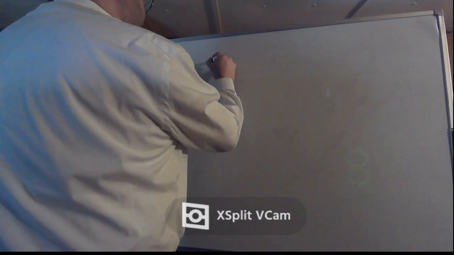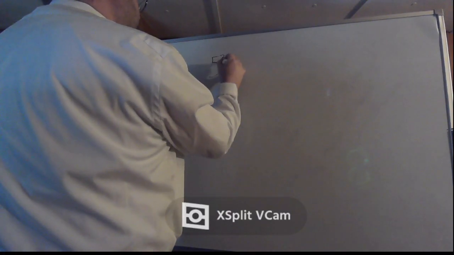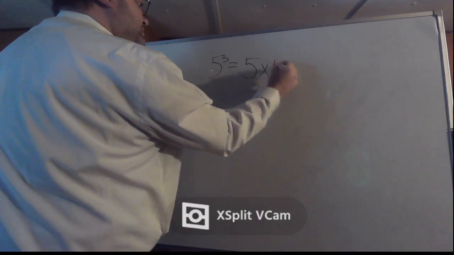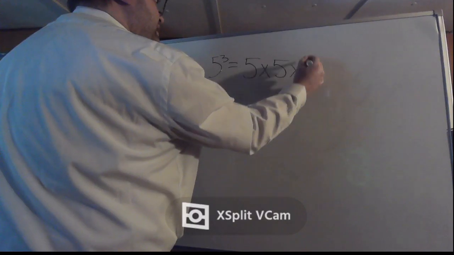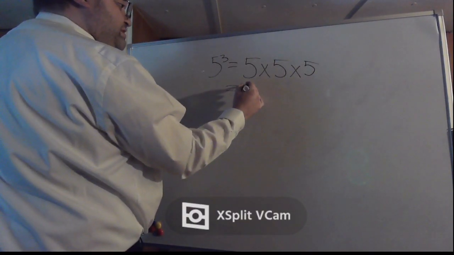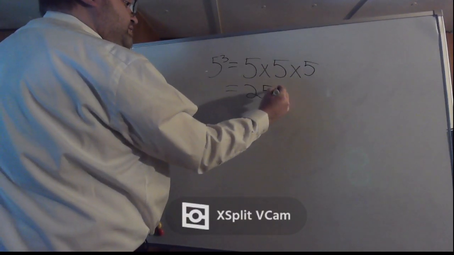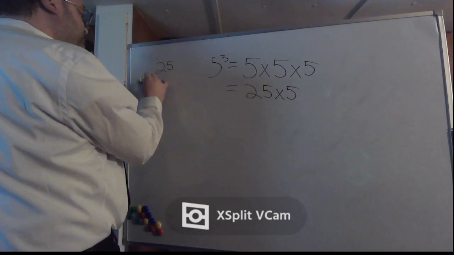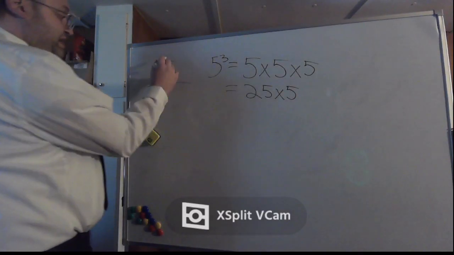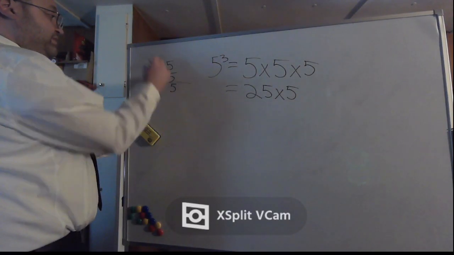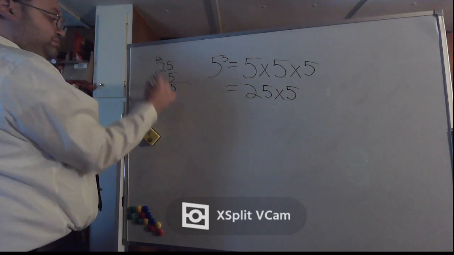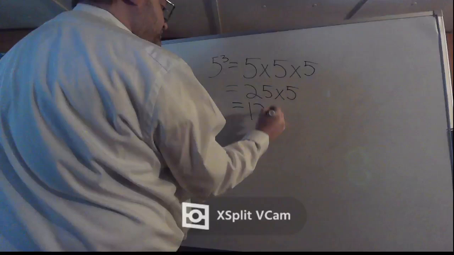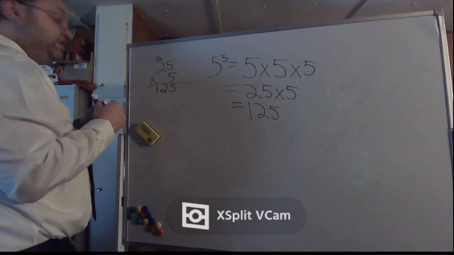We'll do a couple more actually. Let's say I have 5 to the 3rd power. Well, I'm multiplying 5 by itself 3 times. 5 times 5 times 5. What is 5 times 5? That's 25. Then you still have a times 5 you got to take care of. So what is 25 times 5? Well, 5 times 5 is 25. Keep your 5, carry your 2. 5 times 2 is 10, plus 2 is 12. So your answer is going to be 125. So 5 to the 3rd power is 125.